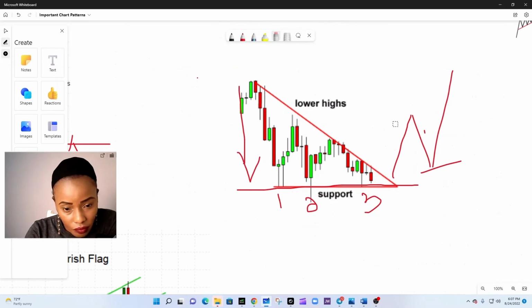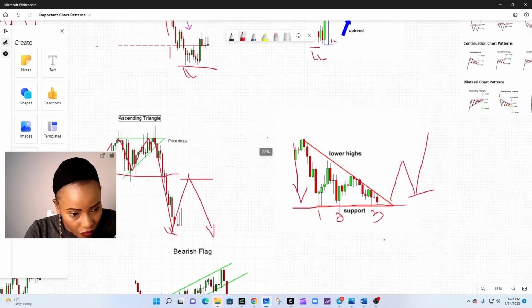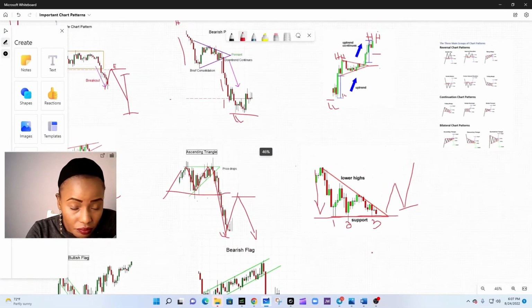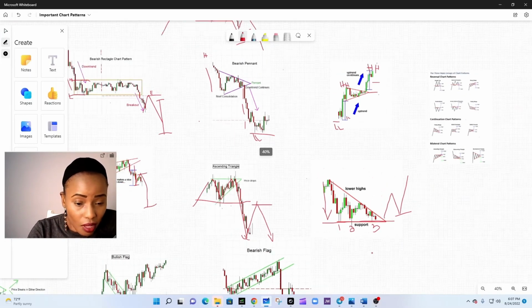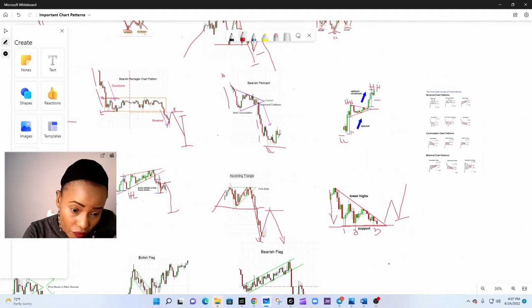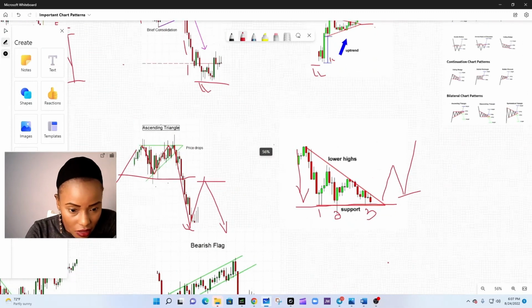So this is a very common chart pattern that happens towards the end of a trend. However, remember I said there are some chart patterns that form at the beginning and others form at the end of a market structure. There are some chart patterns that can be used interchangeably. Some can be used as continuation, others can be used as reversal chart patterns.